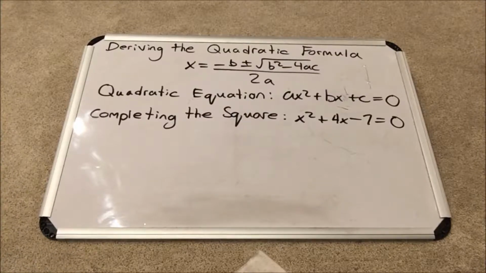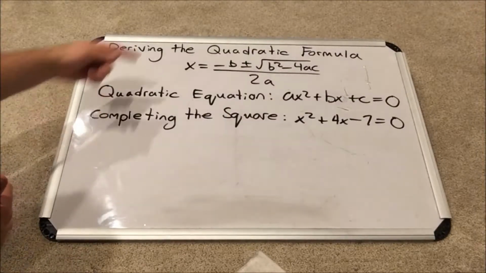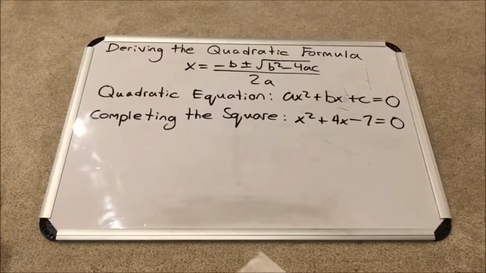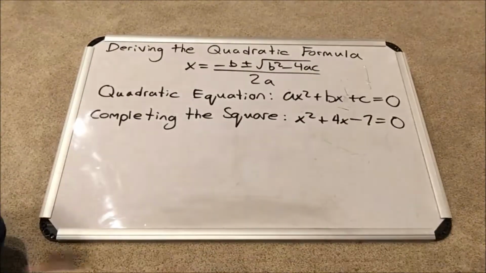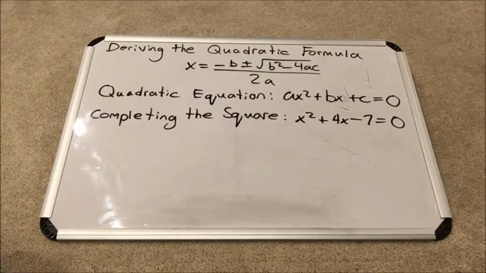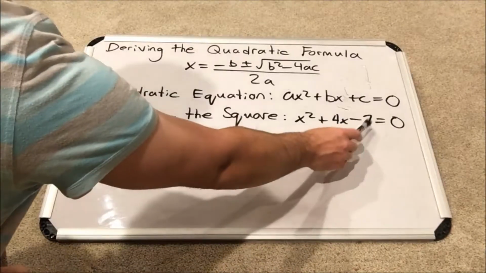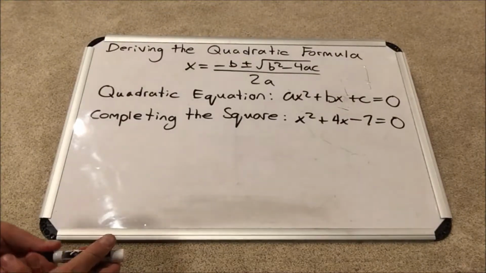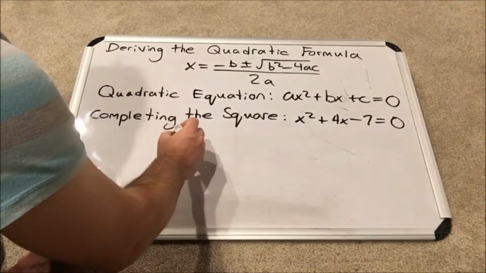And that's where completing the square comes from. It is the backbone of the derivation we are going to do of the quadratic formula. So I want to make sure you understand how to complete the square. The first step is to move the constant term, which doesn't work for you, to the other side. So we would add 7 to both sides, and it would look like this.